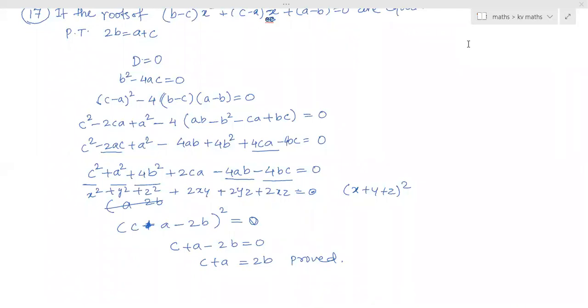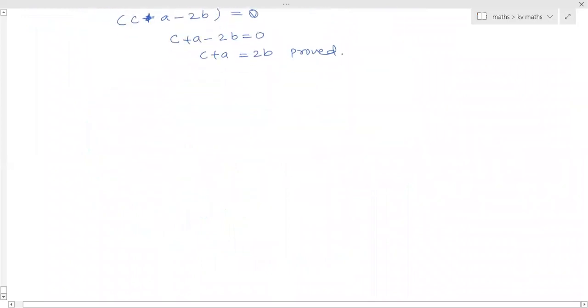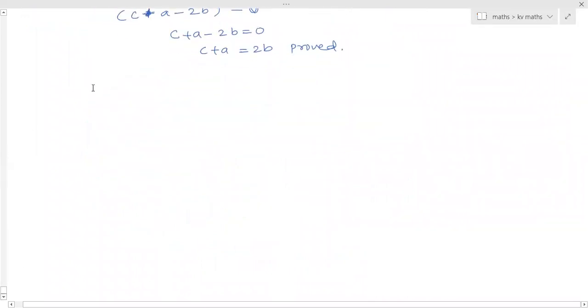Ma'am, 15th one. Which question of 15th? Any particular question or all the questions? All questions? Ma'am, yes. I have a doubt in question number 15th, fourth question. A, B plus C x square. That one, no? B plus C x square. Yes, ma'am.